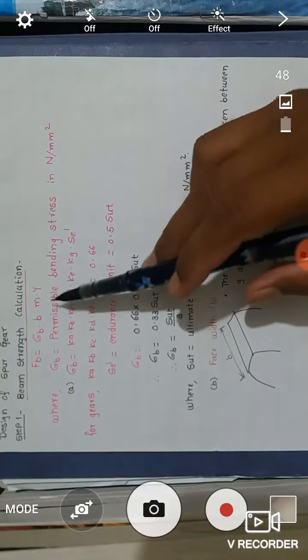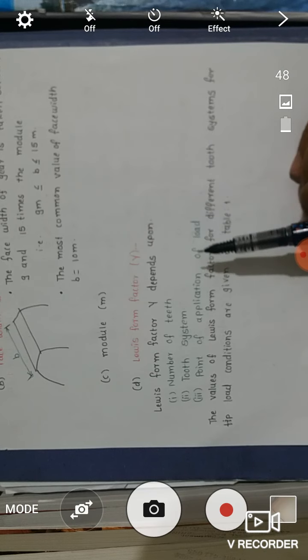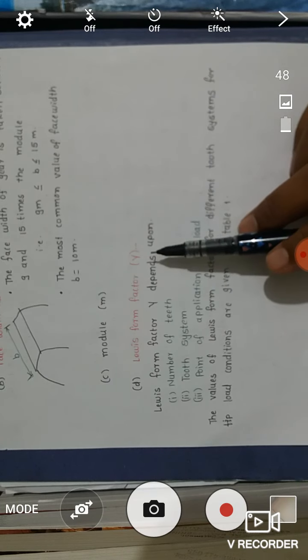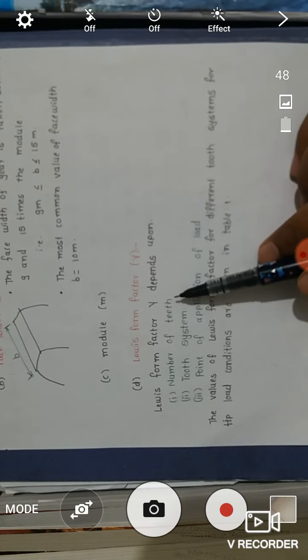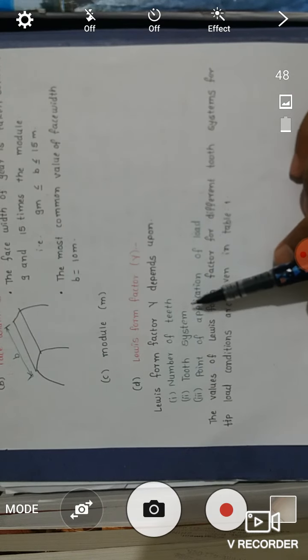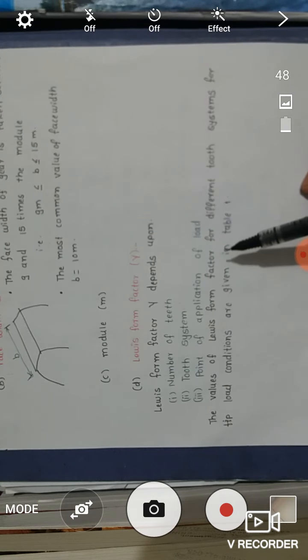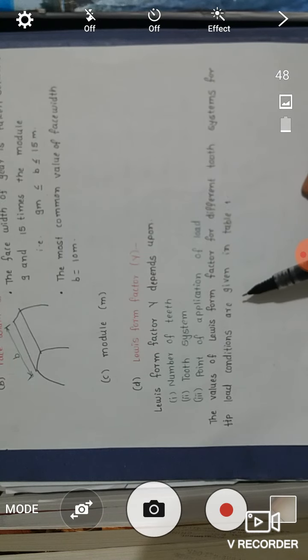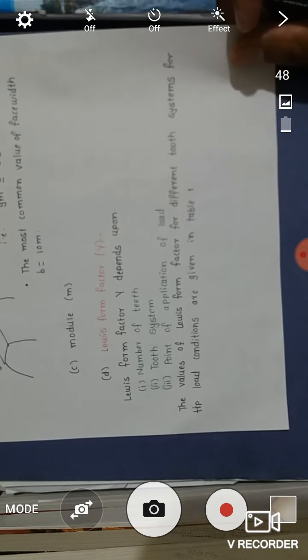Then m is the module, and y is called the Lewis form factor. This equation was developed by the scientist named Lewis, and so it is called the Lewis form factor. This Lewis form factor y depends on three different terms, that is number of teeth, tooth system, and point of application of load. The values of Lewis form factor for different tooth systems for the load conditions are given in table number 1.